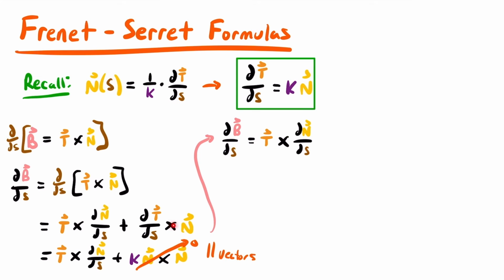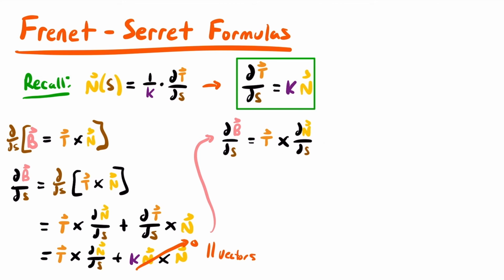Okay, so we got rid of one of those cross products, and so our formula is simpler, but we still want to get rid of this cross product somehow. We don't want to define the derivative of the unit binormal using another derivative. That's not going to be helpful. We want to write everything in terms of the original vectors and curvature and torsion. And so we have to think a little bit outside the box here on how we can rewrite this formula.